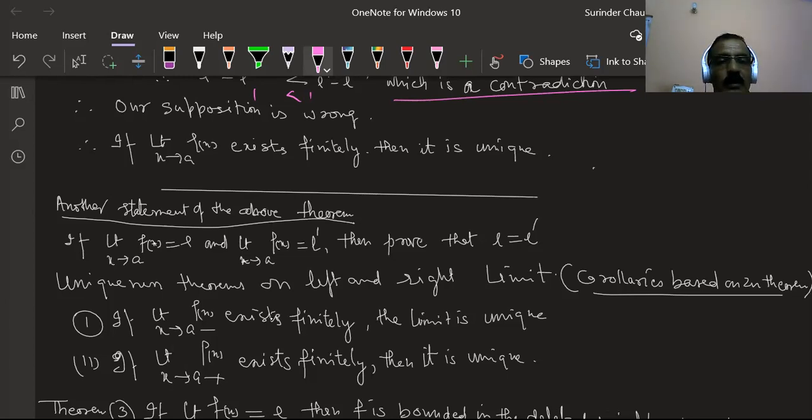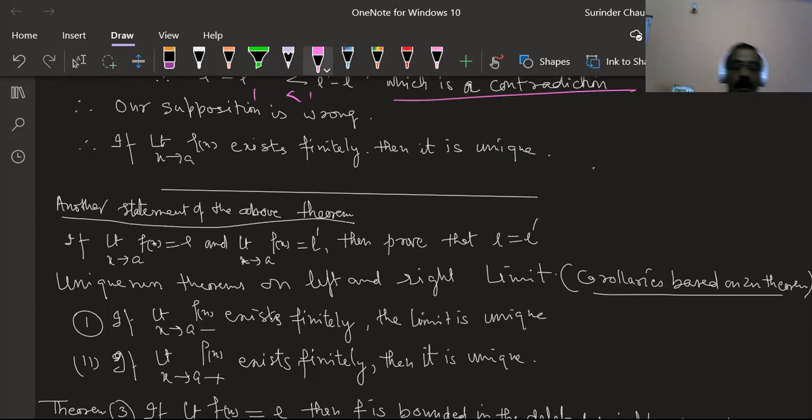Now this is the uniqueness theorem on left and right hand limits, based on the second theorem. If the left limit of a function f(x) exists finitely, then the limit will be. If the right limit of a function at a point exists finitely, then the limit is.